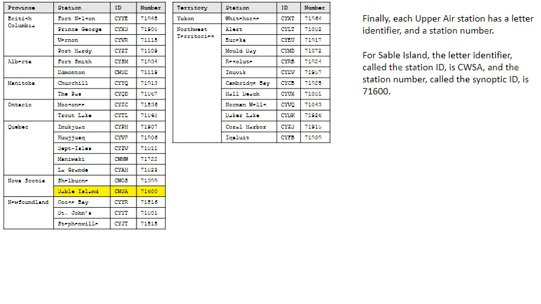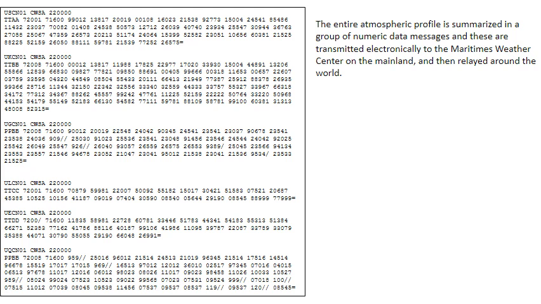Finally, each upper air station has a letter identifier and a station number. For Sable Island, the letter identifier, called the station ID, is CWSA, and the station number, called the synoptic ID, is 71600. The entire atmospheric profile is summarized in a group of numeric data messages, and these are transmitted electronically to the Maritimes Weather Center on the mainland and then relayed around the world.